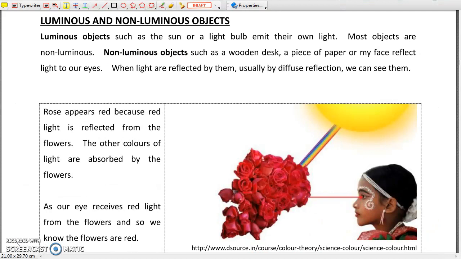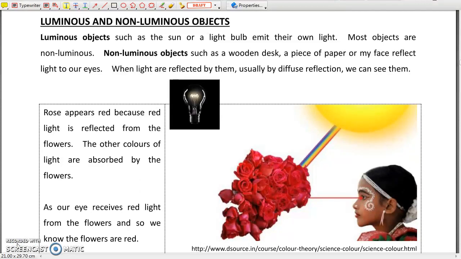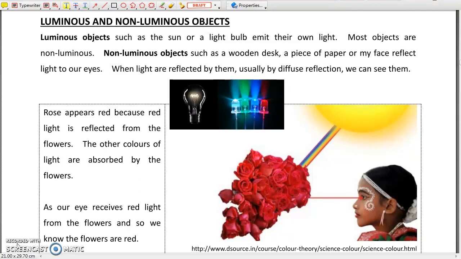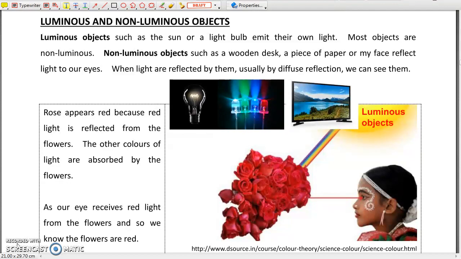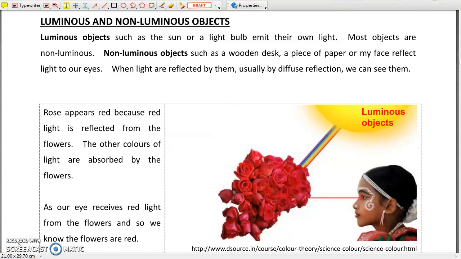Luminous and non-luminous objects. The sun produces its own light. A light bulb, a LED, a TV screen also produce their own light. They are called luminous objects. We see them when light from them enter our eyes. A desk, flowers, or our face do not produce light. We see them because they reflect light to our eyes.